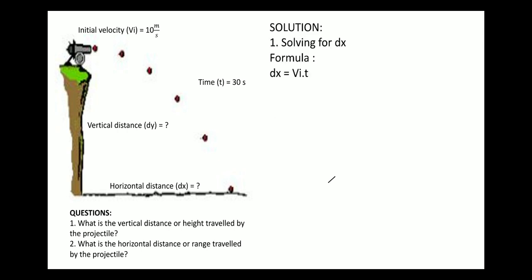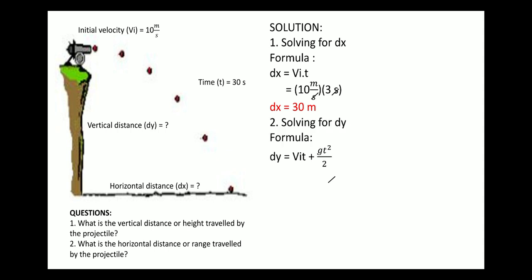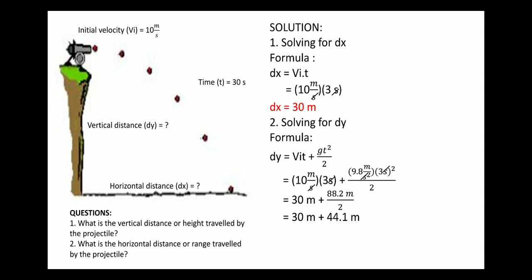So let's start by computing dx. The formula is vi times t. So simply 10 times 3, cancel seconds. So dx is equal to 30 meters. And for dy, the formula is vit plus gt squared over 2. Substituting the values, 10 times 3 plus 9.8 times 3 squared over 2. So cancel some of the units. 10 times 3 is 30, then 3 times 3 is 9, times 9.8 is 88.2 meters over 2. Dividing 88.2 meters by 2 is 44.1 meters. Then add to 30, that is 74.1 meters.